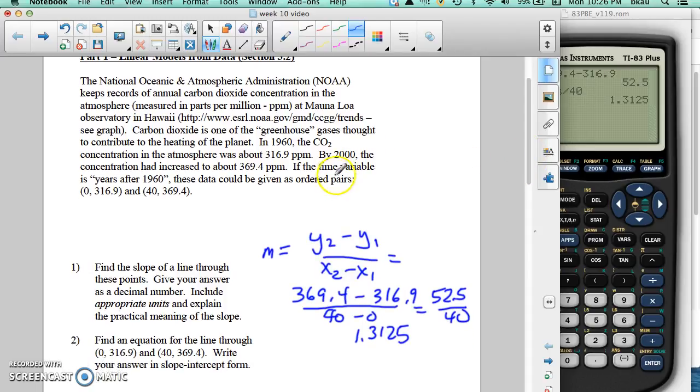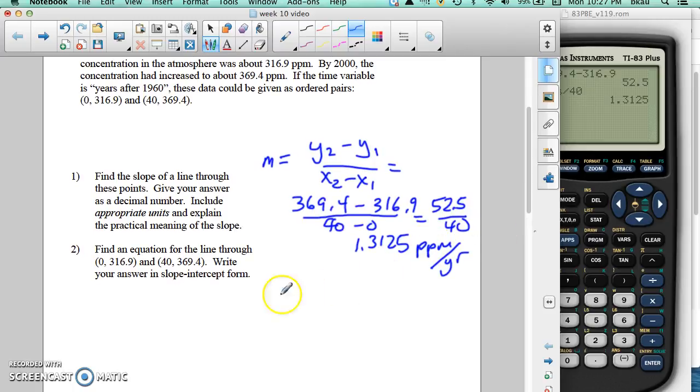Now we're going to look at this in terms of units. So these values here were ppms, parts per million, and this is years, so this would be parts per million per year, and that means that 1.3125 parts per million is how much it's going to increase every year as we go up here, if we're thinking of it as a linear function.